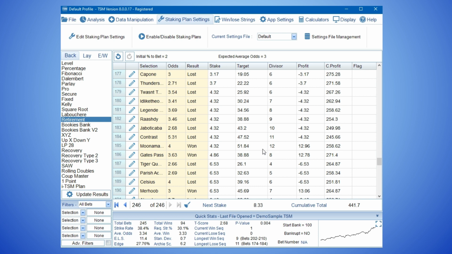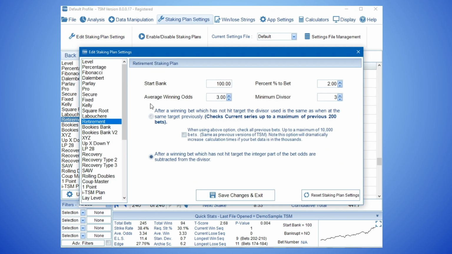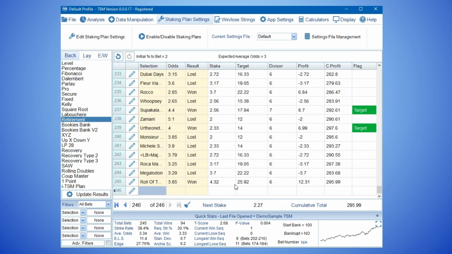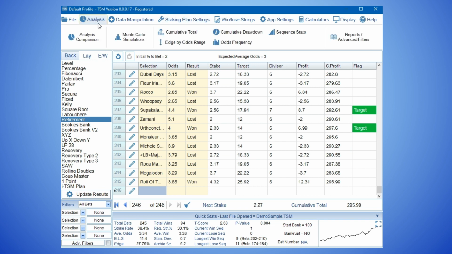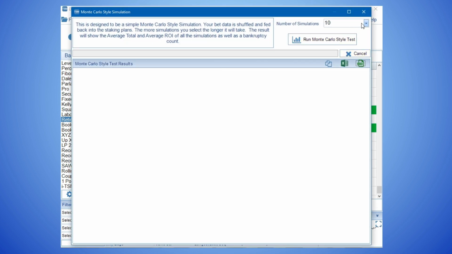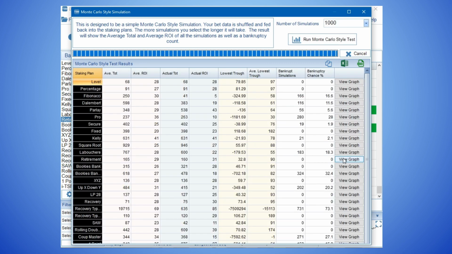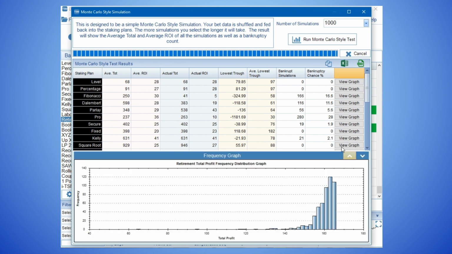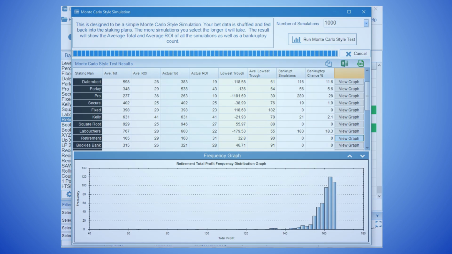If you are thinking of using the retirement staking plan for your betting, then it might be in your interest to import your historical data into TSM. Or you could simply use the random bet generator and recreate your selection system instead. Play around with different start banks and settings. Run the data through the Monte Carlo simulations and look at the chance of bankruptcy. Once you have your chosen settings, you can use TSM as a bet tracker. Record all your bets and let TSM calculate all your stakes as per your settings.